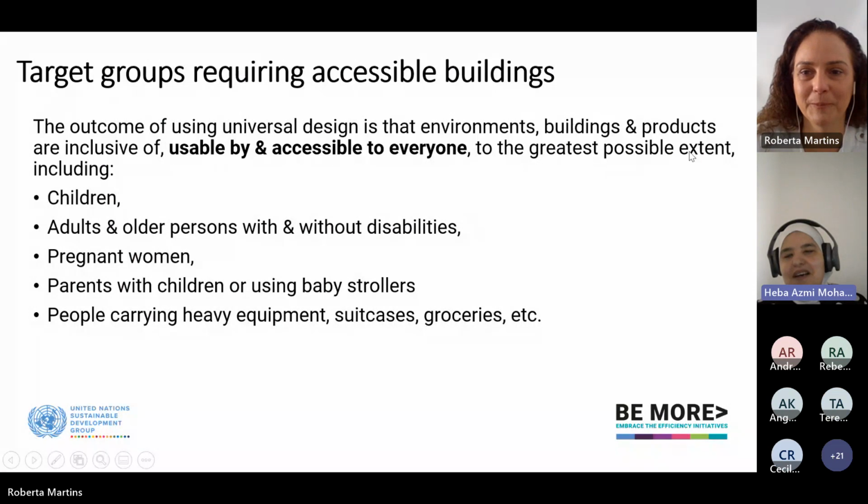Okay, go ahead. All right, so these are some of the target groups that require physical accessibility, and these groups include children, adults, and older persons with and without disabilities, pregnant women, parents with children or using baby strollers, and people carrying heavy equipment, suitcases or grocery items. This is very important because if you have a building with a ramp at the entrance, this will not only enable a person with a physical disability to enter the building, but also enable a person carrying heavy equipment, like delivery persons, to enter easily. Next slide, please.